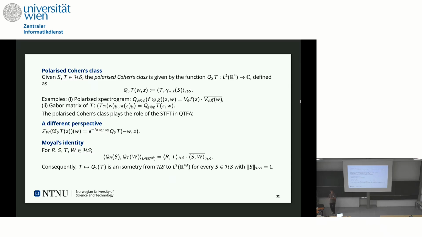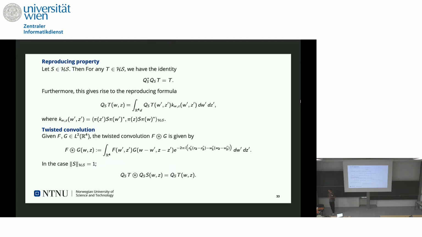Just like the function case, we have our Moyal's identity or orthogonality conditions for operators in HS. Now we also have our reproducing property. So we have the notion of a twisted convolution given here. And with that, we can consider the image of our polarized Cohen's class is going to be a reproducing kernel Hilbert subspace of L2 R^4d. And indeed, for the rank 1 case, this reproducing property is being used in the physics literature to look at decay of operators or decay of states.